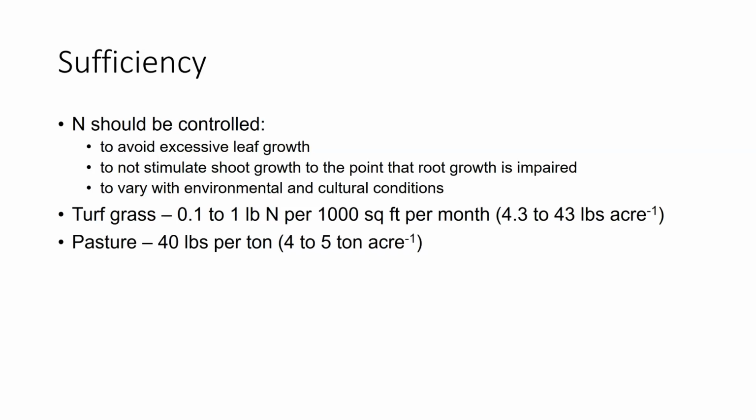If you've got a pasture, you put down about 40 pounds of nitrogen per ton of pasture material. Average pasture will produce somewhere between 4 and 5 tons per acre, which means you're putting down somewhere between 160 and 200 pounds of nitrogen over the span of the growing season.